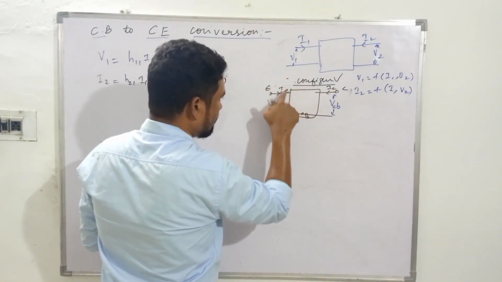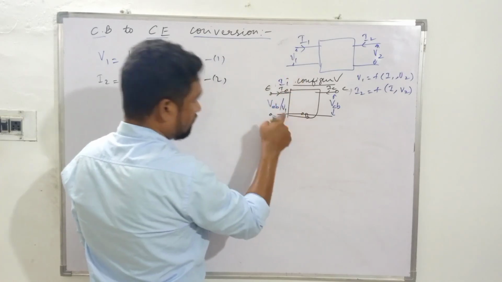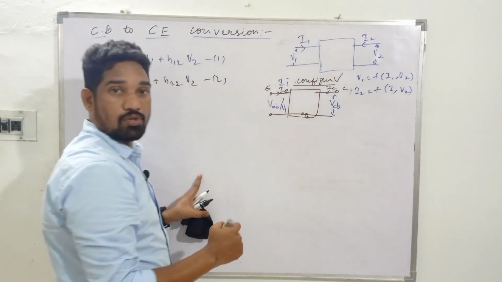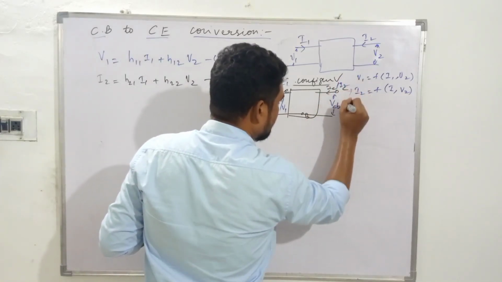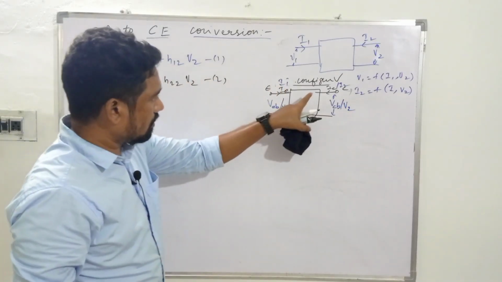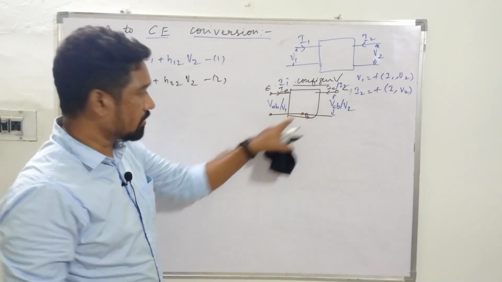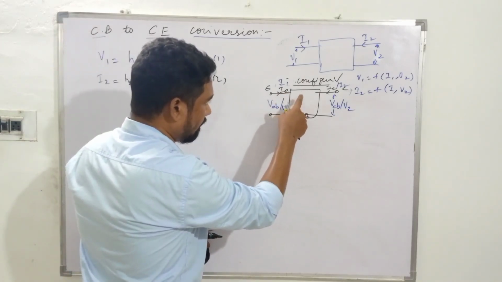Now it's common base. This one will be I1 and this one will be V1, very similar to the standard two-port network, and this one will be I2 and this is V2. This is for the common base configuration. All these terminals, these suffixes, this IE, are for the common base configuration.